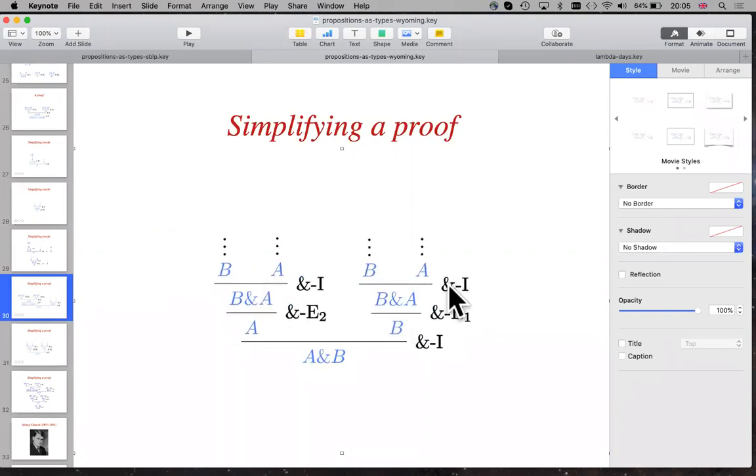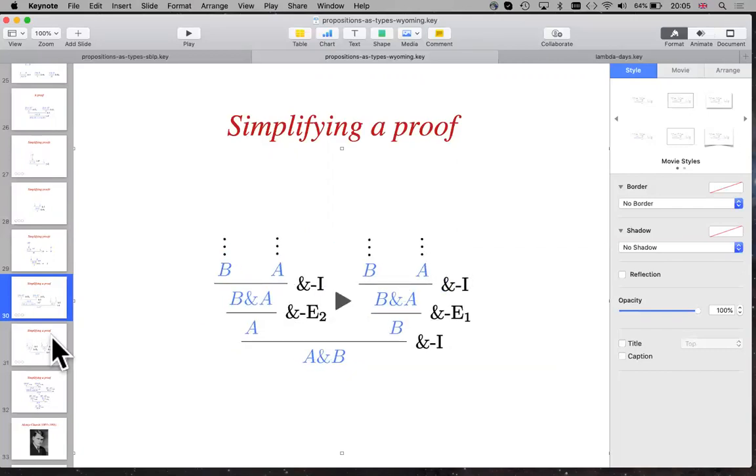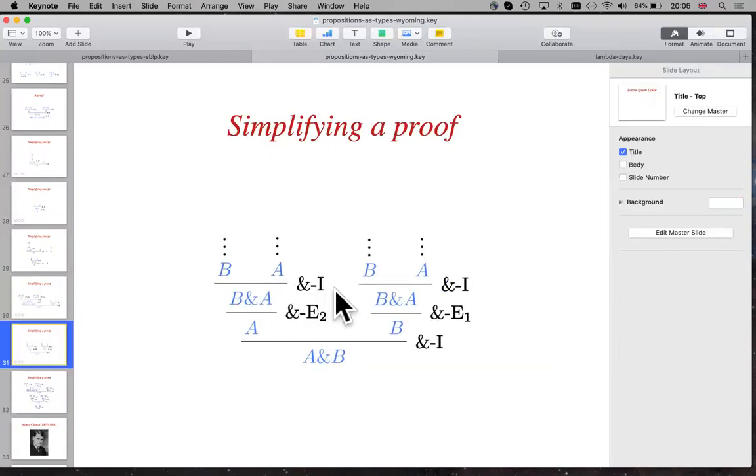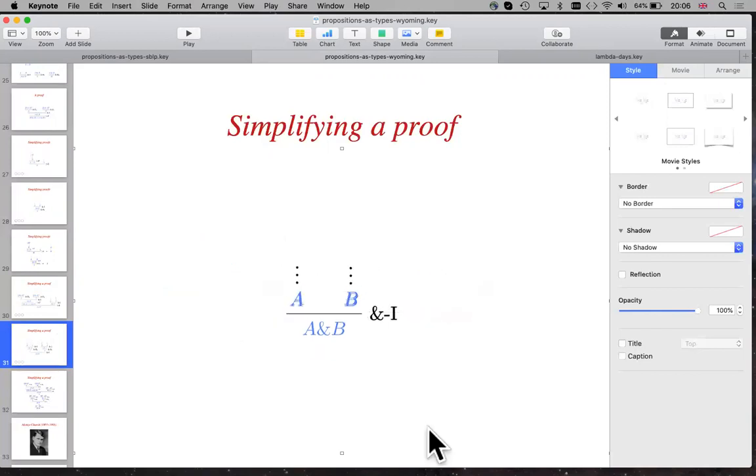So we've copied this over now. So now there's no assumption, and we just prove A and B. But we've got from B and A a proof of B and A, and then a proof of A, and the same thing here. We can simplify those. Oops, I have to go to the next slide, sorry. Right, and now we've got our direct proof, which is from the proof of A and the proof of B, we can of course conclude A and B.